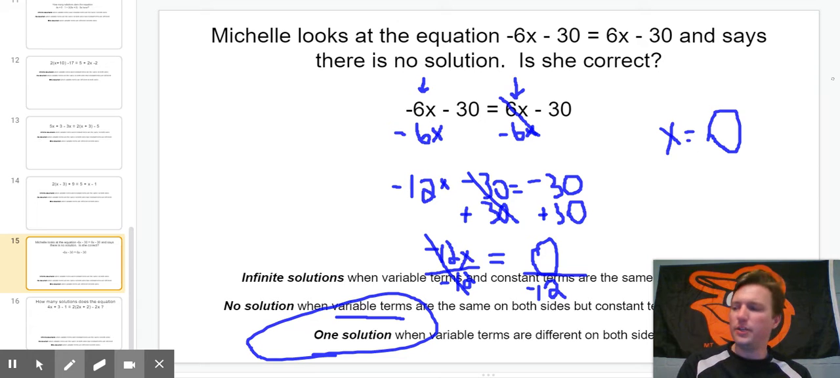So what I'd like you to do today is continue to practice these types of problems where we are simplifying our linear equations to determine whether there's an infinite number of solutions, no solutions, or one solution.